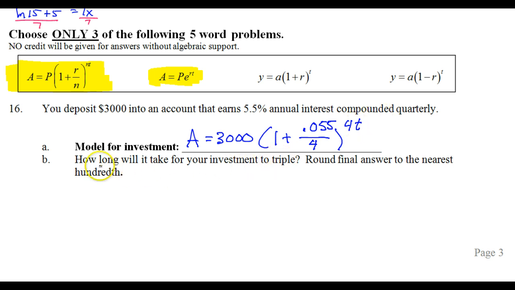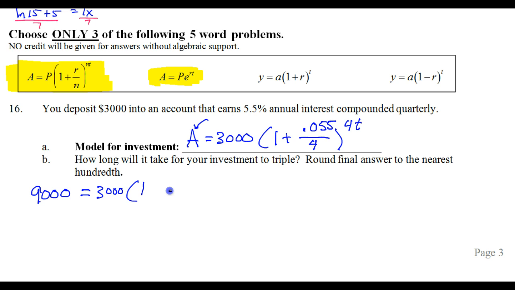So there's that. Now, how long will it take for your investment to triple? So we're looking for T that will cause our investment to triple. Now, our initial investment is $3,000. 3,000 times 3 is $9,000. So that will be the eventual amount that we will have sometime later. So that 9,000 is going to go right here in the formula. All right, I'm plugging the 9,000 in right there. So the rest of it comes.